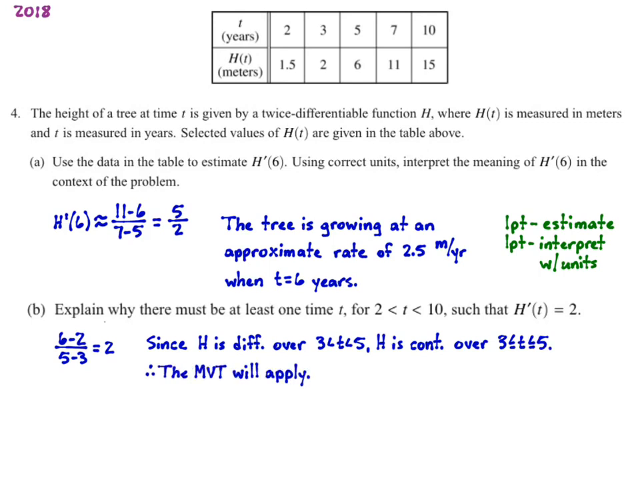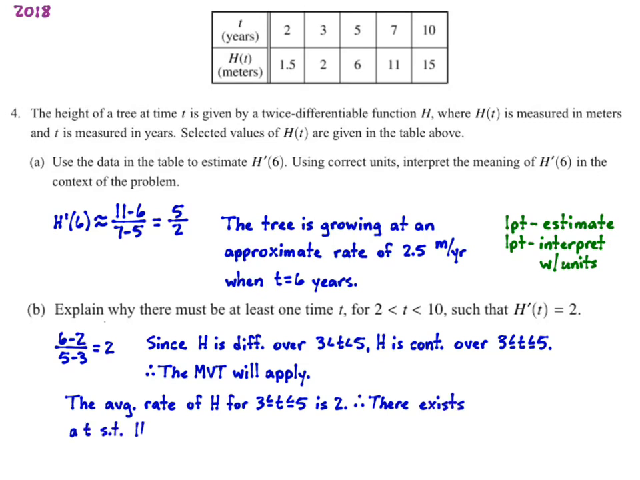And I just wrote out MVT. I would prefer you, and I think the AP readers would prefer you, to write out mean value theorem. Okay? Since the average rate over the interval 3 to 5 is 2, that means there is a time within the interval 3 to 5 for which h prime of t equals 2.